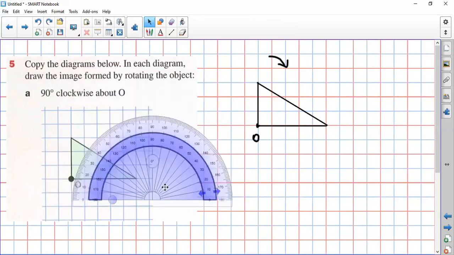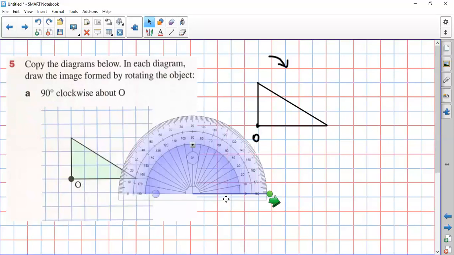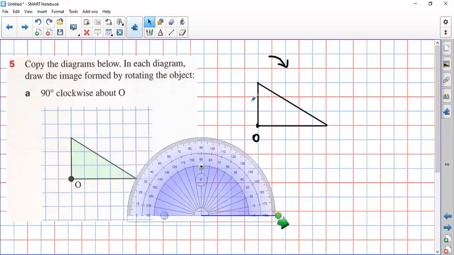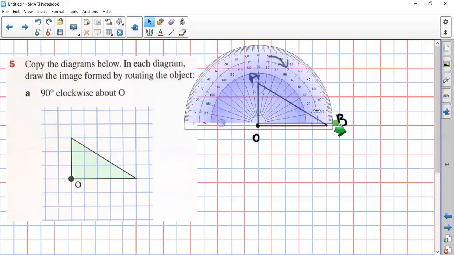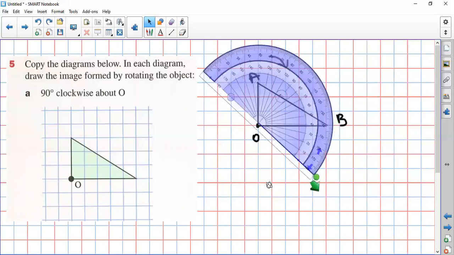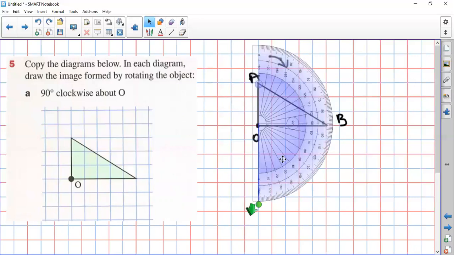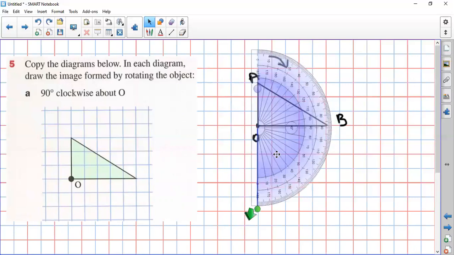Let's make it smaller. Now, let's name the triangle OAB, let's say. It will be rotated in this direction. So, as I said, point O will remain the same since this is the center of rotation. If you rotate it, it will remain in the same place. To rotate point A, I have to draw the line from the center to point A. Okay? And then I put the protractor and measure the angle 90 degrees.